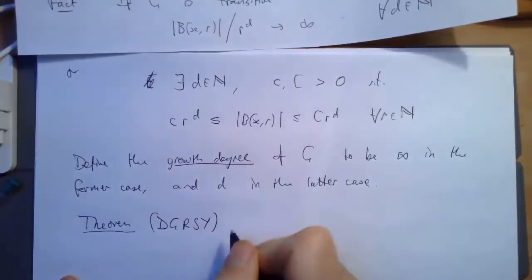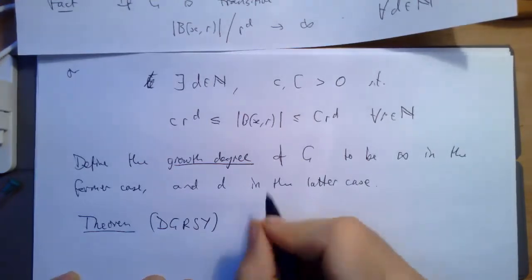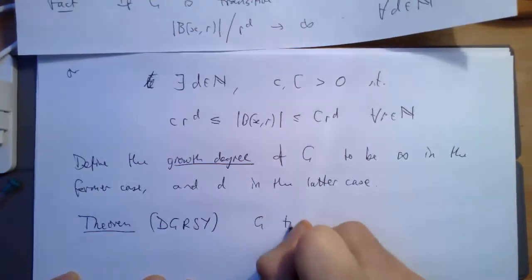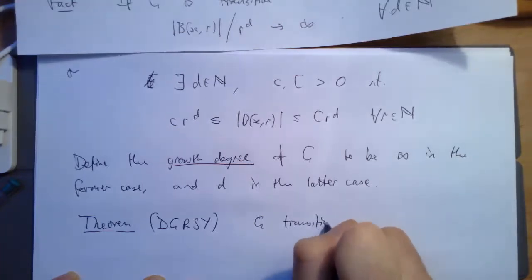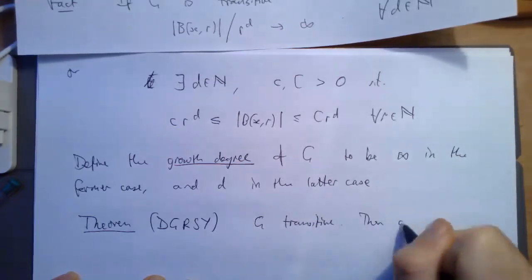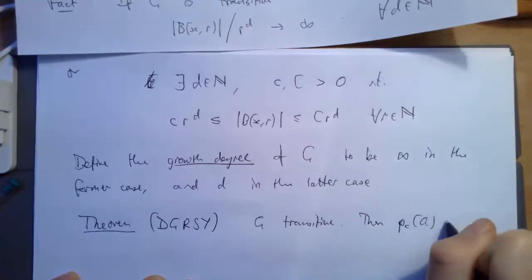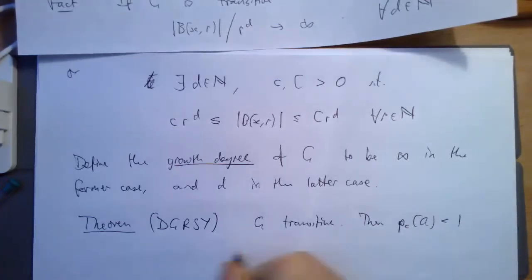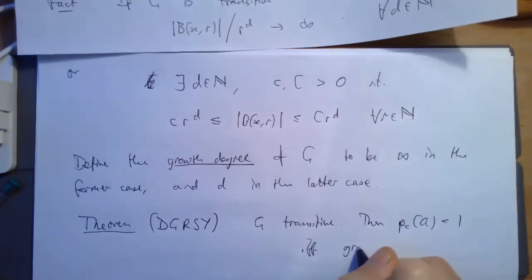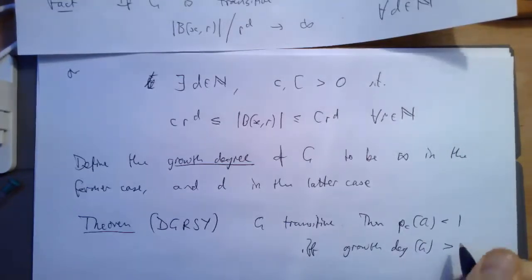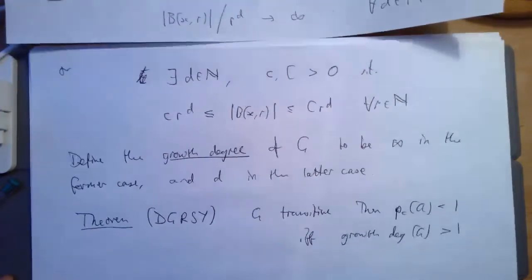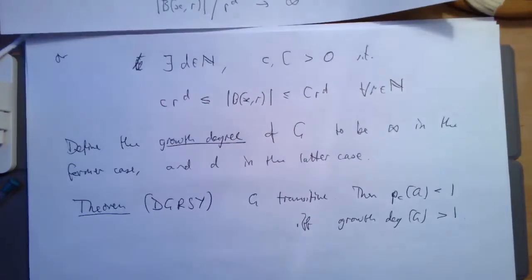And what these authors more precisely showed was that if G is transitive, then p_c of G is strictly less than one if and only if the growth degree of G is greater than one. All right. Any questions about any of that so far? It's all fine. Okay.